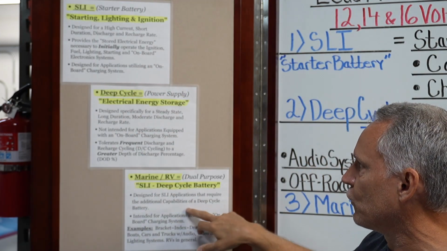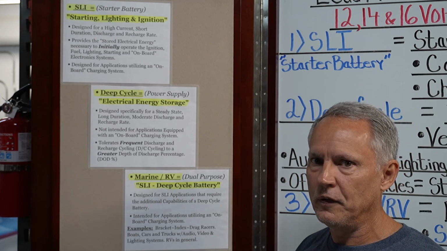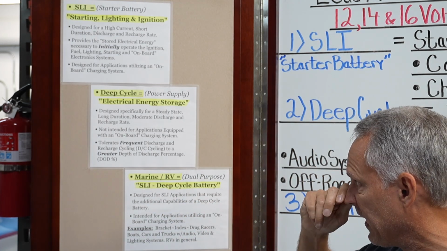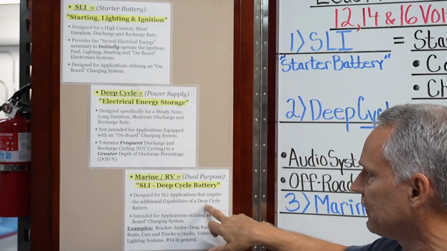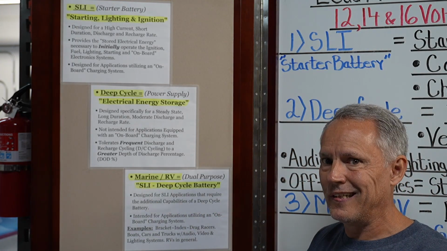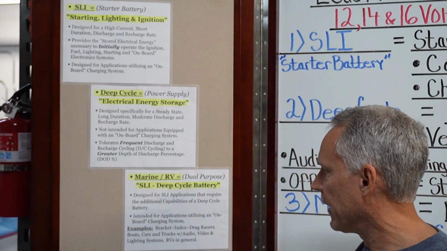It may not have the reserve capacity rating that a deep cycle battery has, but it's a good combination between the two, right? So it's designed for SLI applications that require the additional capabilities of a deep cycle battery, intended for applications utilizing an onboard charging system. So this is designed for vehicles with a charging system, okay?